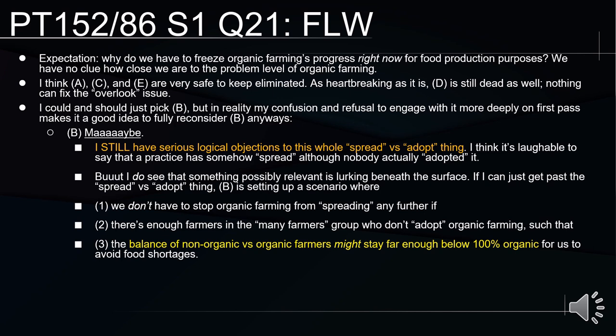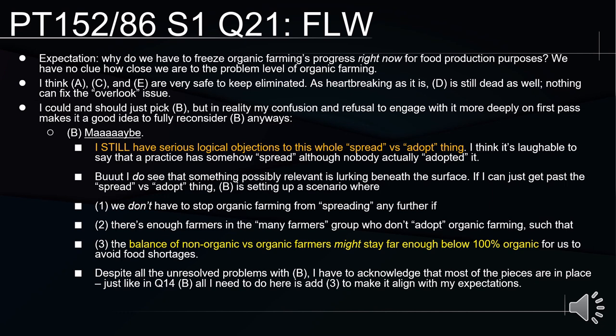But B is setting up a world where organic farming can continue to spread. We don't need to stop it right now because there's going to be enough people who say no to organic farming anyways that maybe there's a shred of possibility that we will not reach that problematic level of organic farming. Again, we don't know that we're safe for sure. Again, there's a lot of questions about, is 100% the only problem number? Is it 90%? Where's the cutoff? We don't know. And honestly, at this point, we can't care. But at least B leaves open the possibility of fitting our expectations.